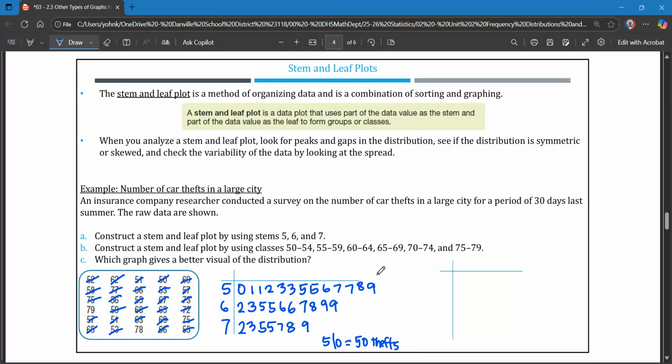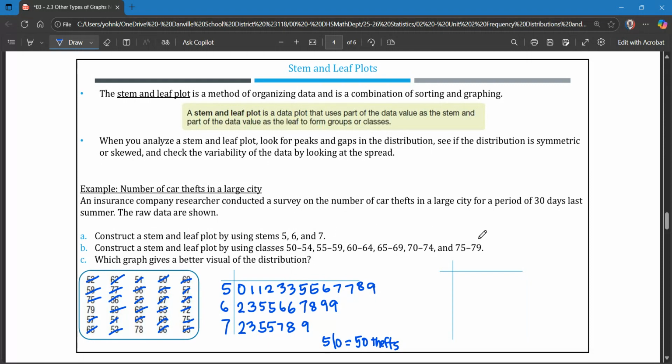Notice also it looks like with 3 categories that the 50s have the most, the 60s have the middle, and the 70s have the least amount. But it doesn't really tell you much because they're only groups of 3, so you can't really say what part of the 50s was bigger than the other. So that's why part B is here. Construct a stem and leaf plot by using the classes 50 to 54, 55 to 59, and so on.